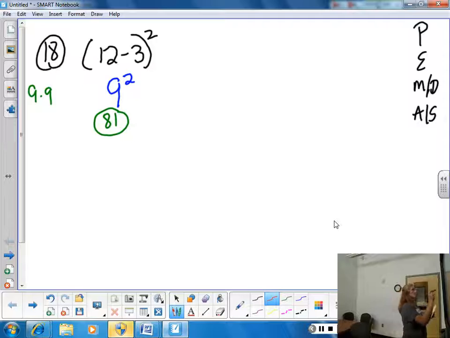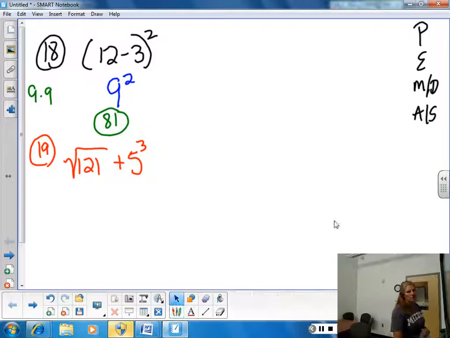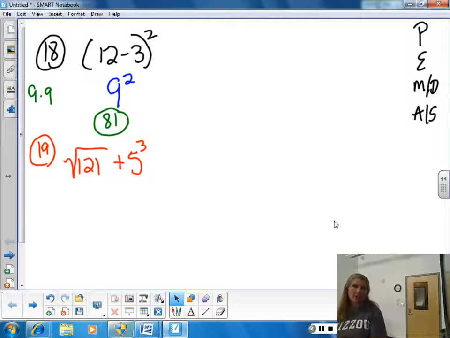Okay, so number 19, we could do the square root of 121 plus 5 to the third power. In this problem, I have square roots and exponents. Those are actually on the same level. Even though we just say exponents, it means square roots too. So we're going to do both of those, and then we're going to add afterwards.